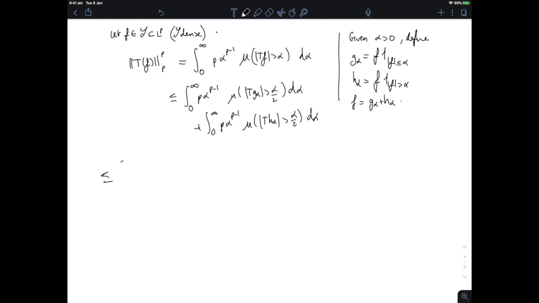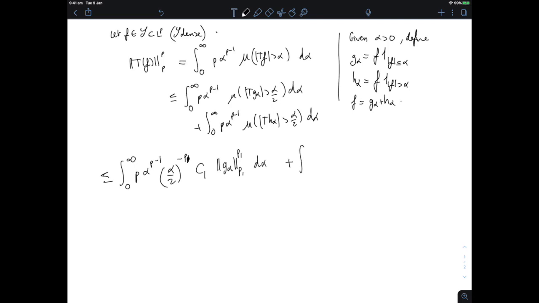So what does that give me? That gives me p alpha^(p-1), and then let's introduce (alpha/2) raised to the power minus p0, and then p1 multiplied by that. Using my assumption, I'm going to pick up a constant, the constant of the p1 weak type, let's call that constant C1, times the p1 norm of g_alpha raised to the power p1, d alpha.